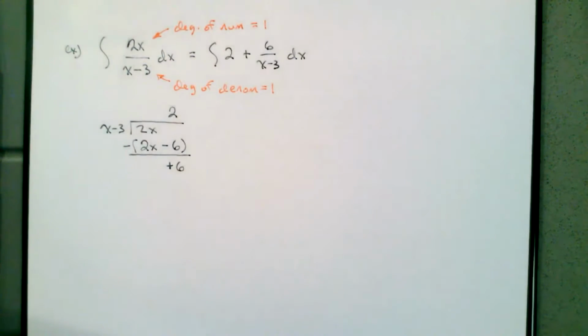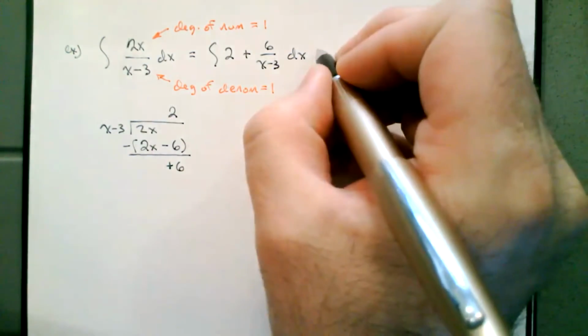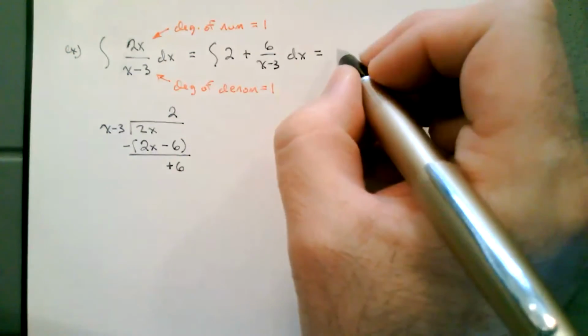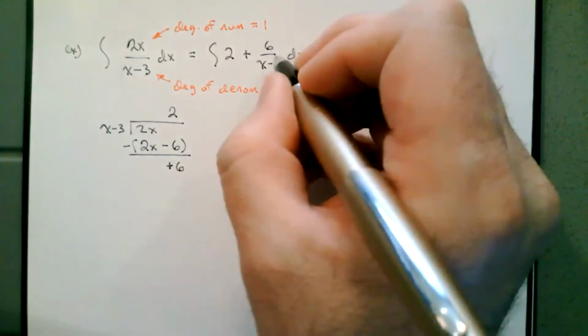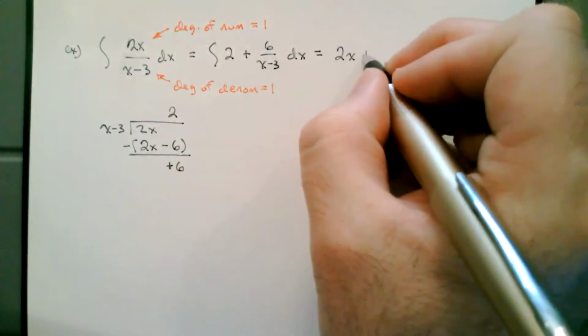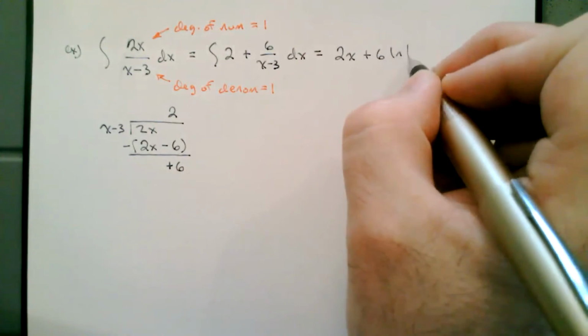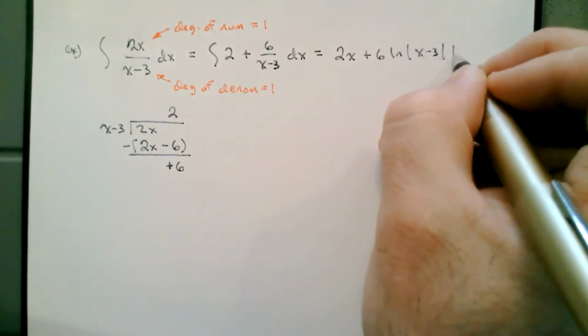That first term is the polynomial, and the second term now has a degree of the numerator of 0, and the degree of the denominator is 1. So long division has worked. The integral of 2 with respect to x is 2x. The integral of 6 over x minus 3 is 6 times the natural log of the absolute value of x minus 3 plus c.